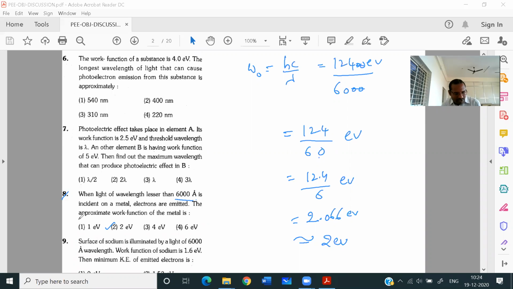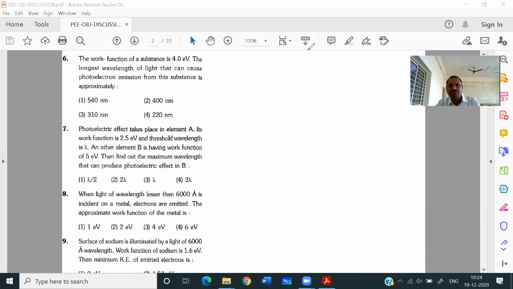So they have given approximately equal to 2 electron volt. Correct? It cannot be 3 because 2.0 is there, and option 3 is also not there. So option 2 is the right answer. Got it? So the eighth one is over. Next, let us go to the ninth question.